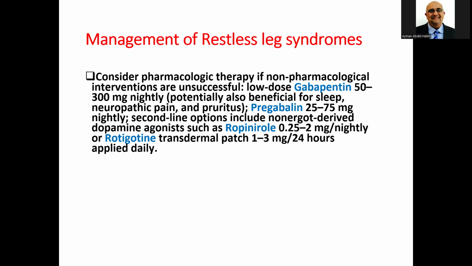As far as pharmacologic therapy right now, the first line is the gabapentinoids, such as gabapentin and pregabalin. And then, if this doesn't work, we have second-line options, such as ropinirole or rotigotine transdermal patches. And these are basically dopamine agonists.